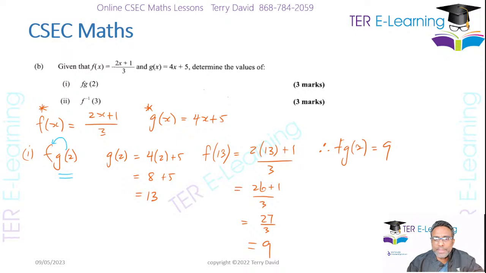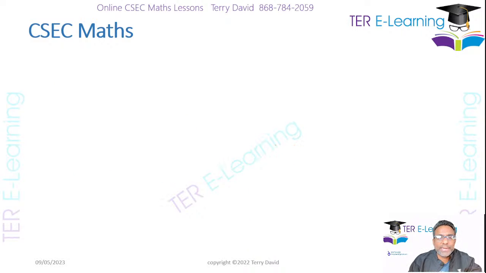All right, so let's see what we have again. So that's part 1, that's a composite function. The next one here is part 2, and we have to find f inverse of 3, right? F inverse of 3. So go on the next page to do this one.